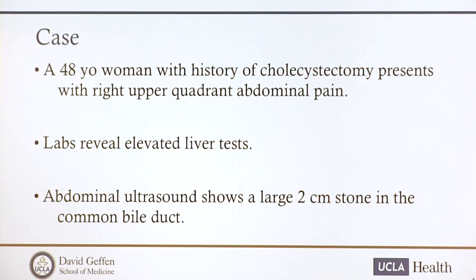All right, so we'll move on here. A new case, a 40-year-old woman with a history of cholecystectomy presents with right upper quadrant abdominal pain. Labs reveal elevated liver tests. Abdominal ultrasound shows a large 2-centimeter stone in the common bile duct. ERCP is performed to attempt stone removal.